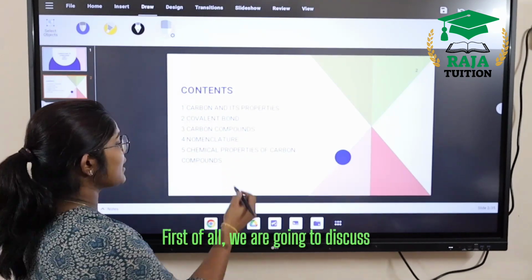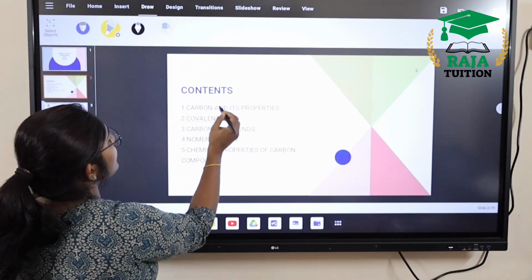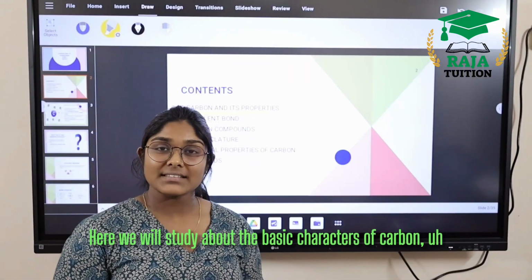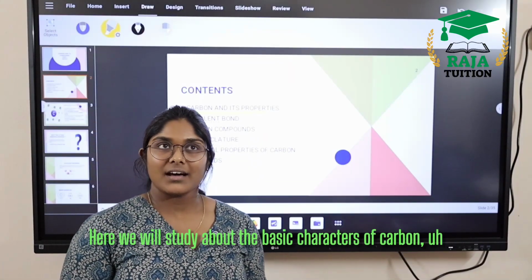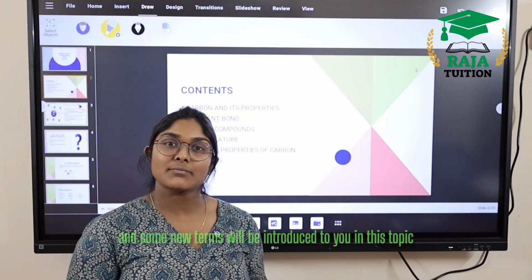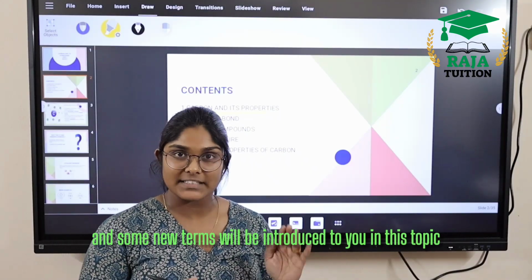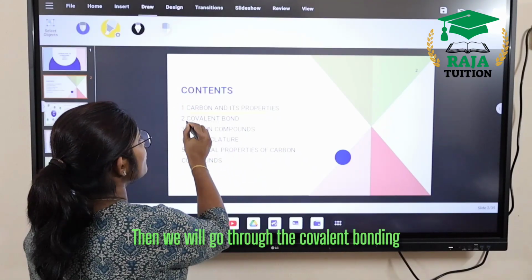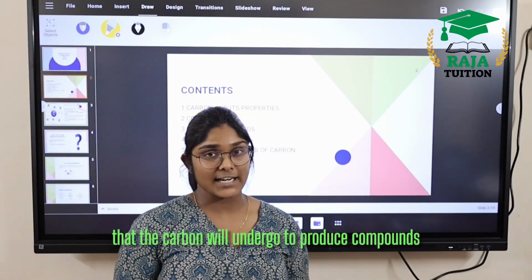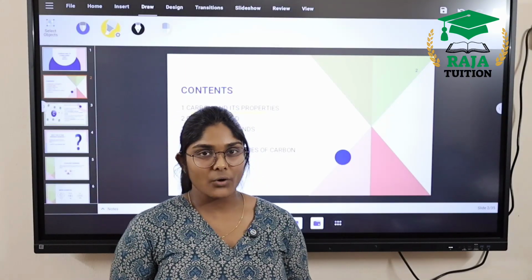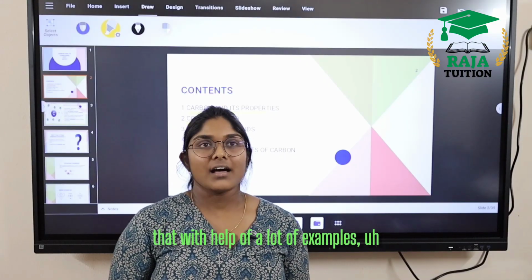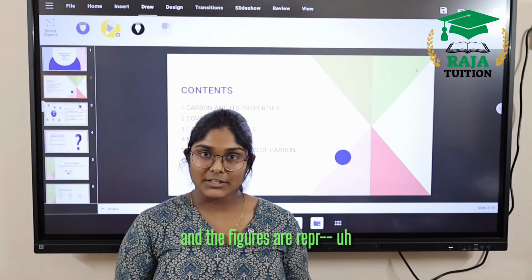Okay, first of all we are going to discuss carbon and its properties. Here we will study about the basic characters of carbon, about its valency, the melting point, boiling point, and some new terms will be introduced to you in this topic. Then we will go through the covalent bonding, the type of bonding that the carbon will undergo to produce compounds.